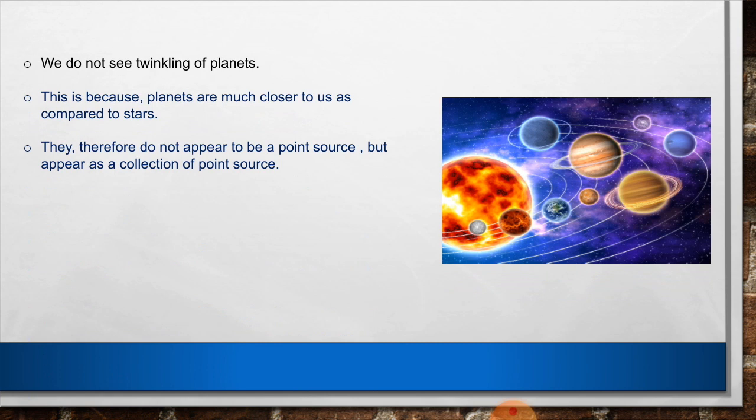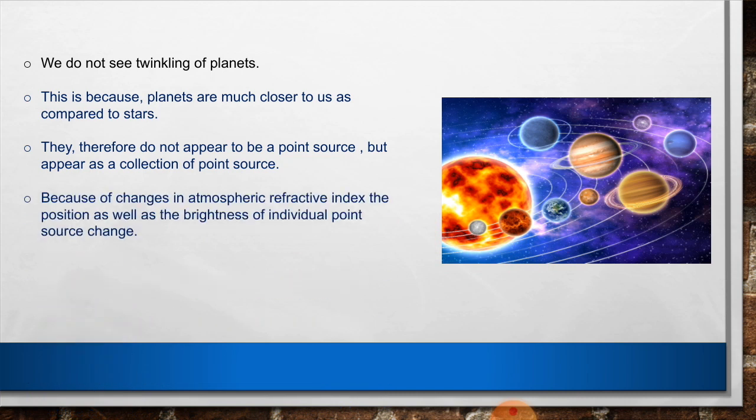Here you can see when you observe a laser light, it shines more. Just see this red color, it shines more. But when there is a big light, it shines less. So the planets are very big. They are a collection of point sources and therefore they do not twinkle.